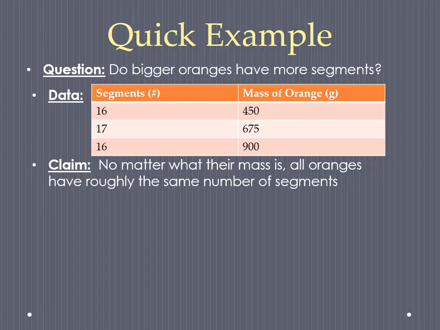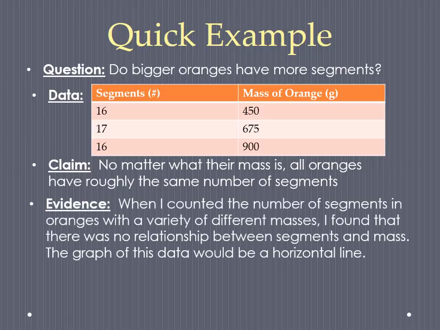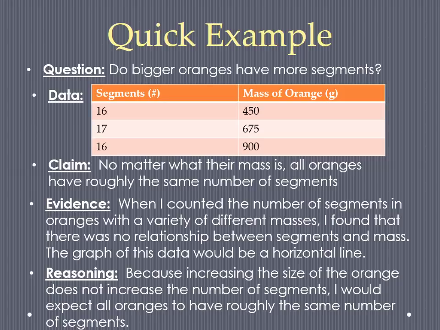Here's your claim: no matter what their mass is, all oranges have roughly the same number of segments. Here's your evidence: when I counted the number of segments in oranges with a variety of different masses, I found that there was no relationship between segments and mass. The graph of this data would be a horizontal line. Here's a good place where you can compare the different variables and the relationship they have. Here's the last piece, reasoning: because increasing the size of the orange does not increase the number of segments, I would expect all oranges to have roughly the same number of segments.